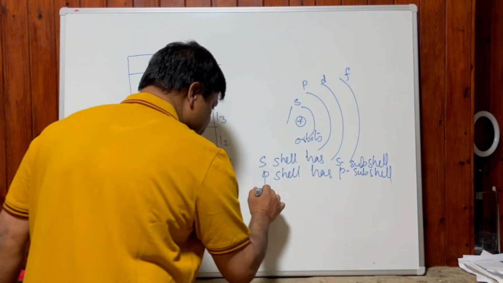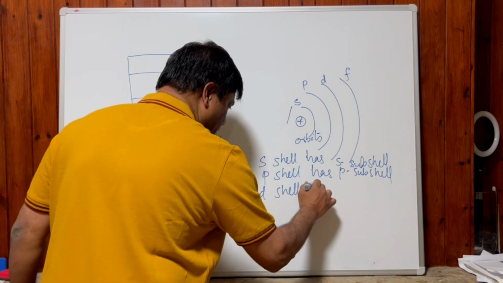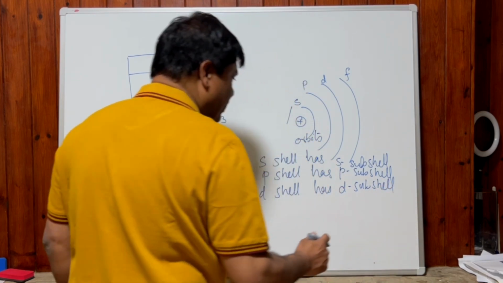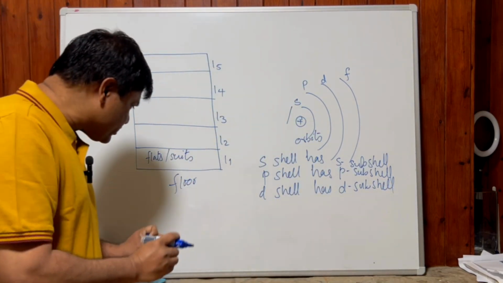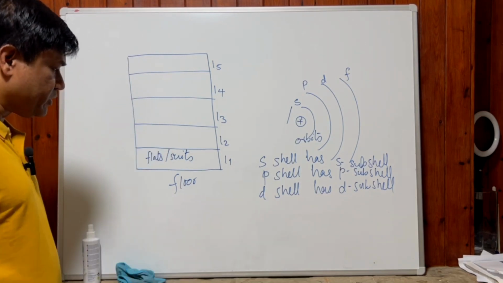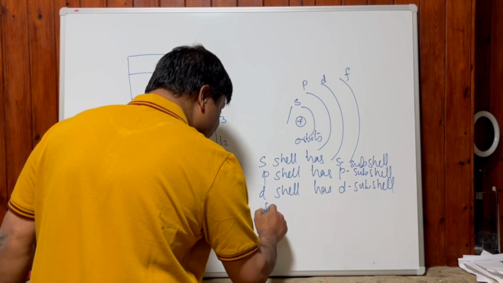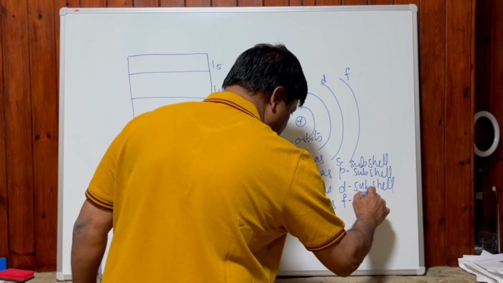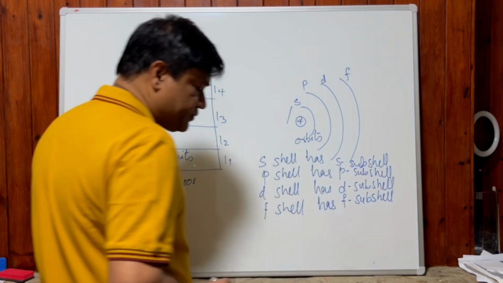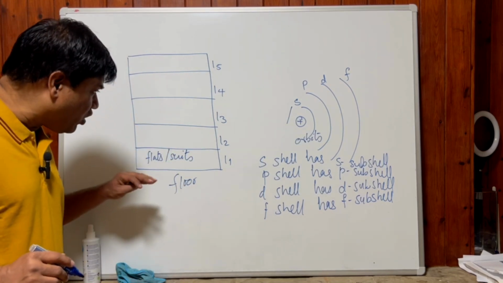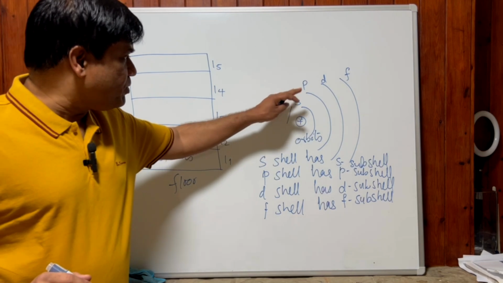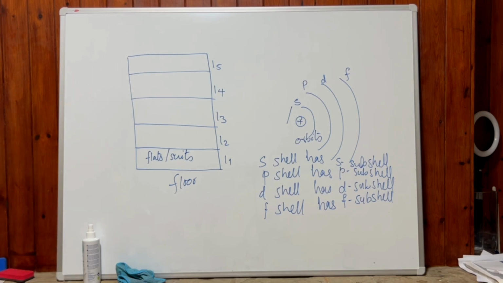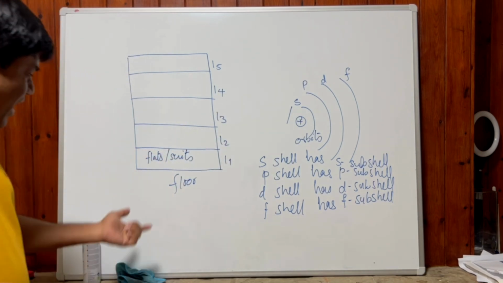D shell has D subshell. Subshell means in the shell we have one more small space, which we call a subshell. Now, F shell has F subshell. Okay, that's clear, yeah? So each floor, which is nothing but the S, P, D, F shells, each floor has flats or suites.